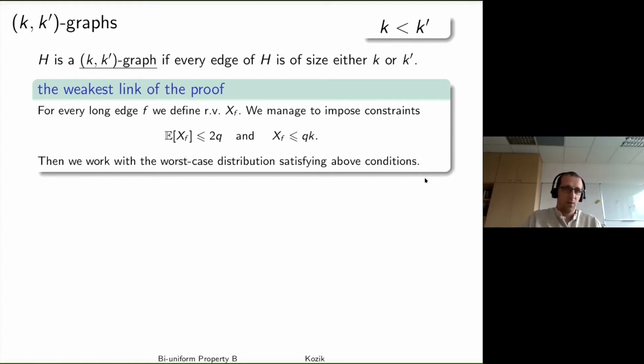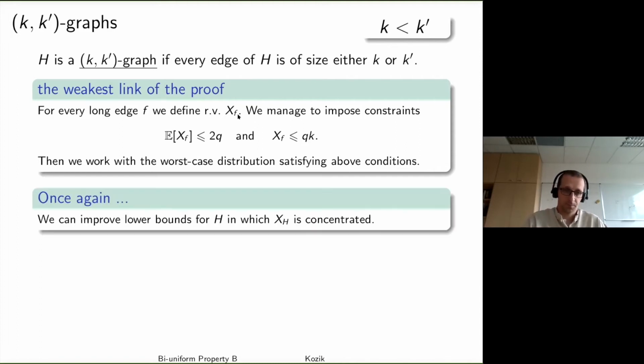So it is very clear that at that point, if we can do something better, so if we can control this distribution in a better way, then the lower bound will be improved. It is pretty much the similar situation that we meet at uniform case. So the same proof can be repeated in the uniform case, and you will see the weakest link will be in the very same place. So, for example, we can improve the lower bound whenever this random variable, number of monochromatic edges, is concentrated, right?